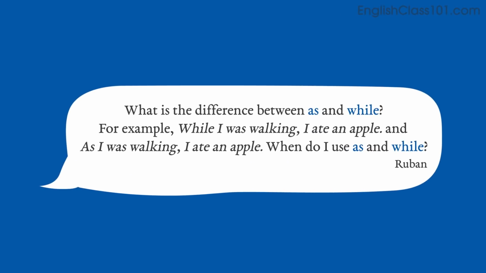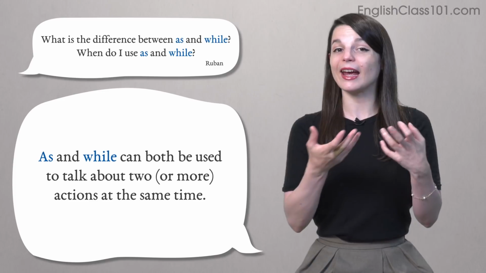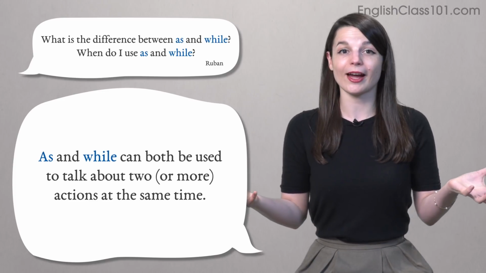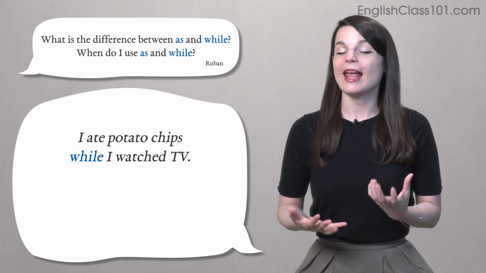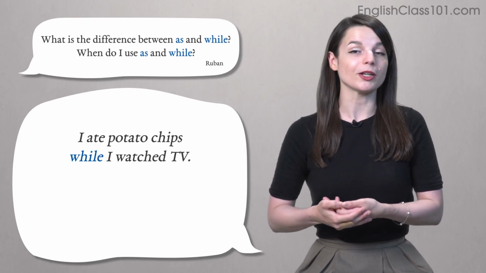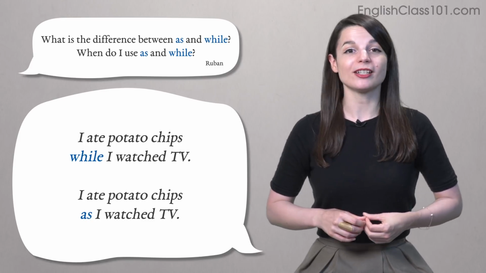Hello again, Ruban. Ruban says, what is the difference between as and while? For example, while I was walking, I ate an apple. And as I was walking, I ate an apple. When do I use as and while? There's no difference, actually. You can use both as and while to talk about two actions that happen at the same time. For example, I ate potato chips while I watched TV. And I ate potato chips as I watched TV.